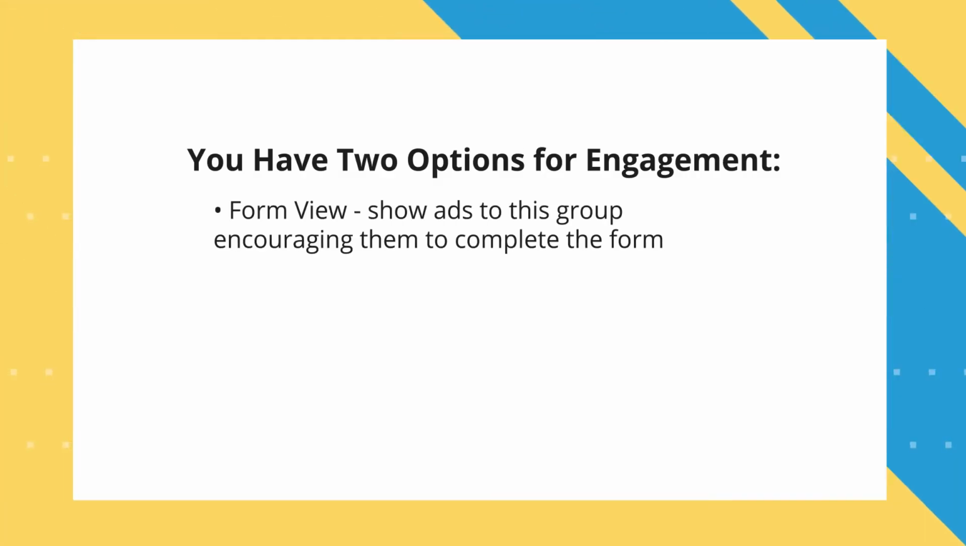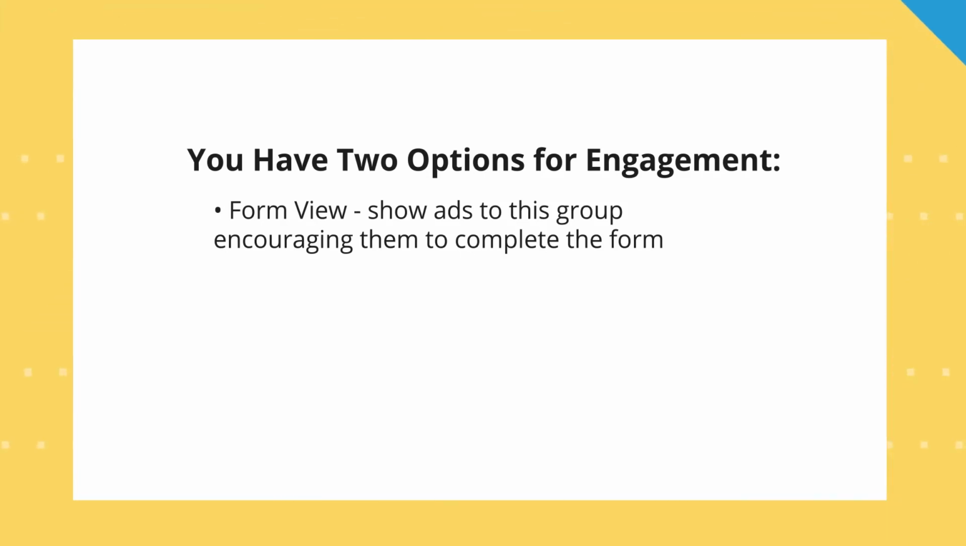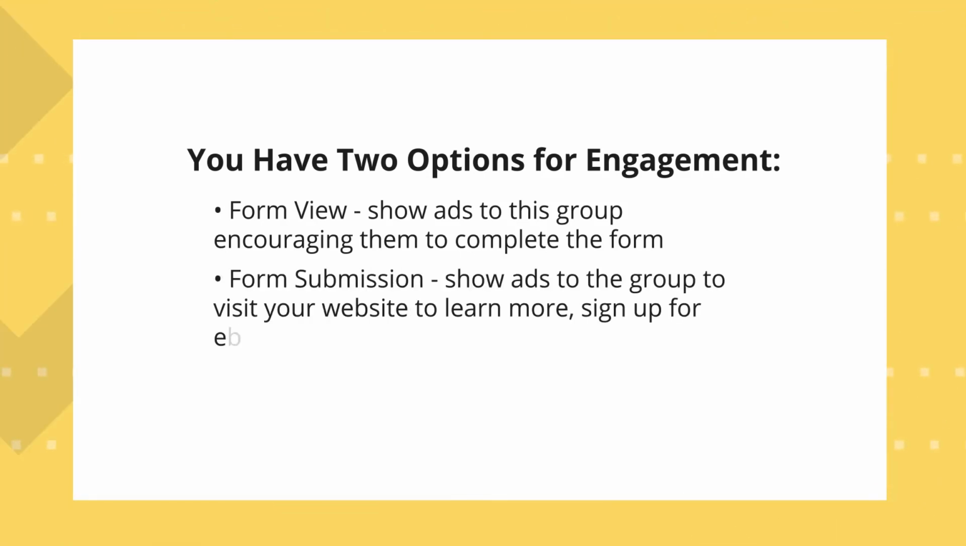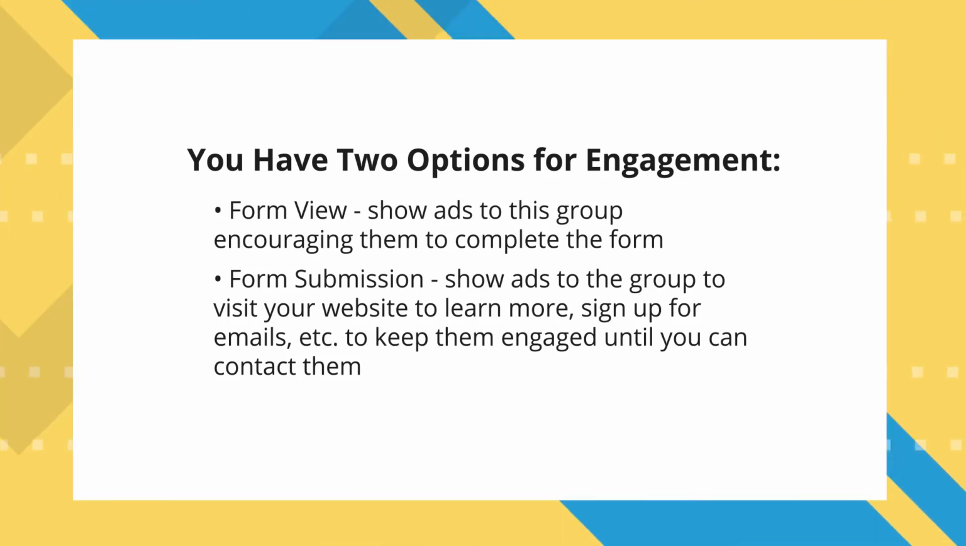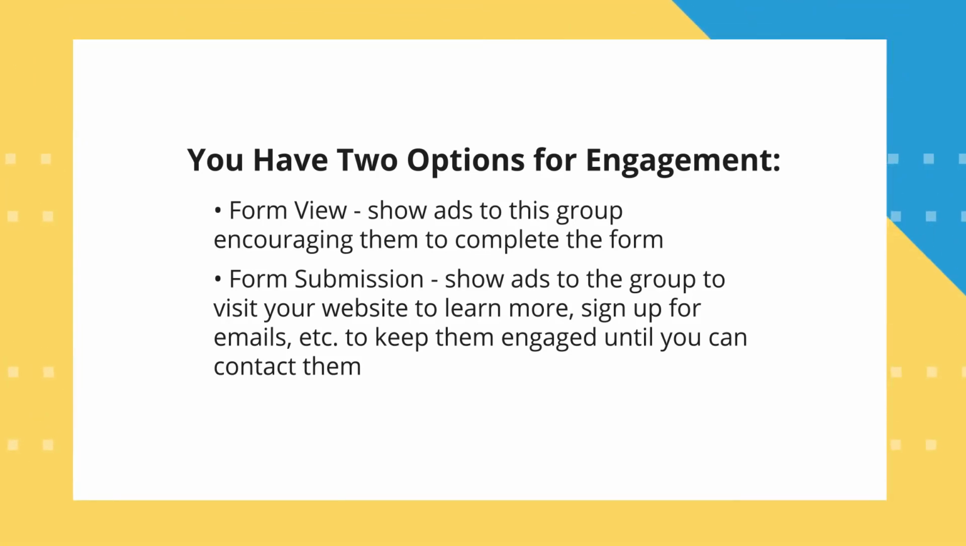You have two options for engagement here. The first is form view. You can show ads to this group, encouraging them to complete the form. And the second is form submission. You can show ads to the group to visit your website to learn more, to sign up for your emails, or anything else to keep them engaged until you can reach out and contact them. The goal with lead generation forms is to get in touch with them, so make sure that you do that as quickly as possible.